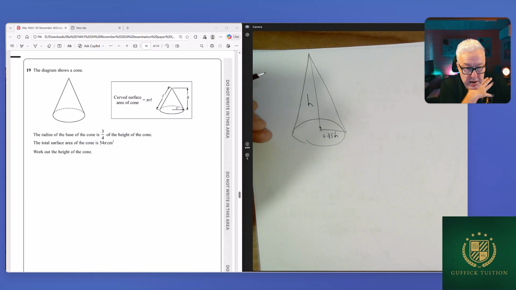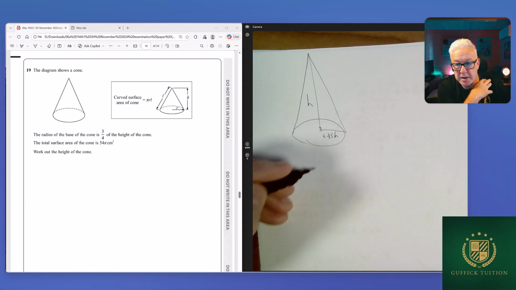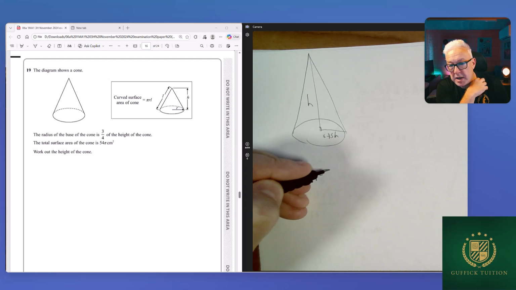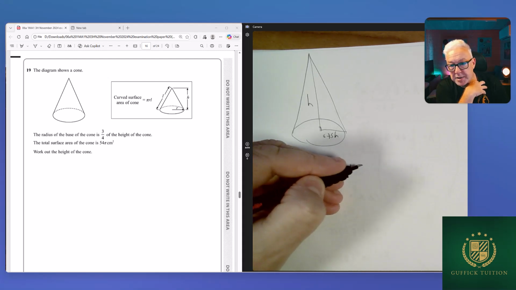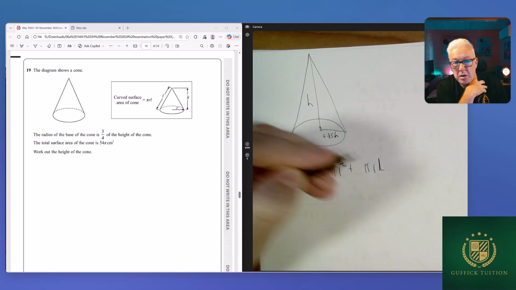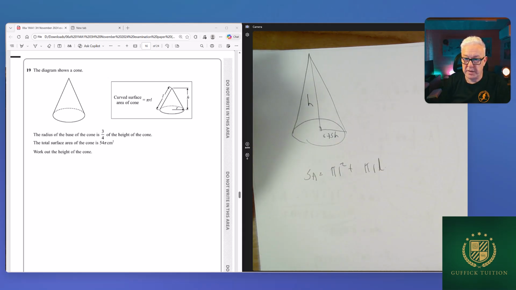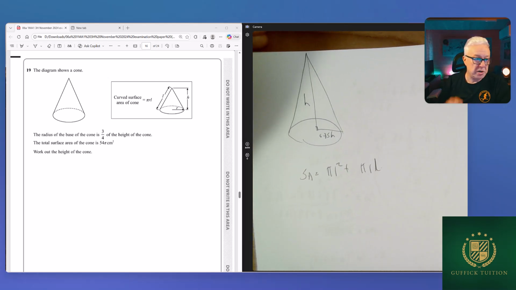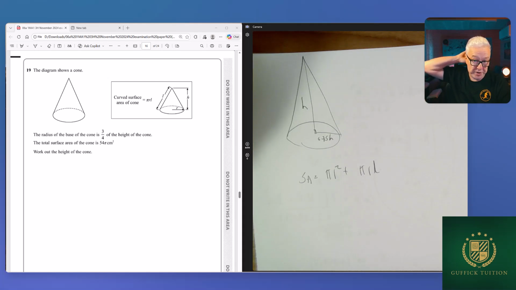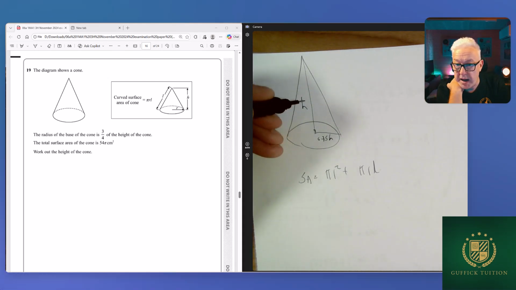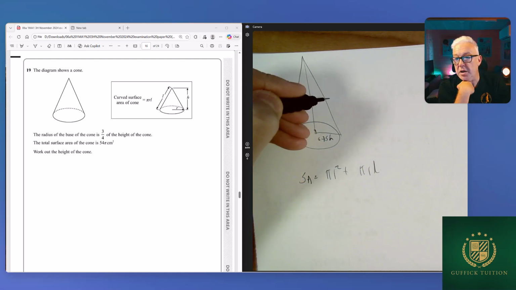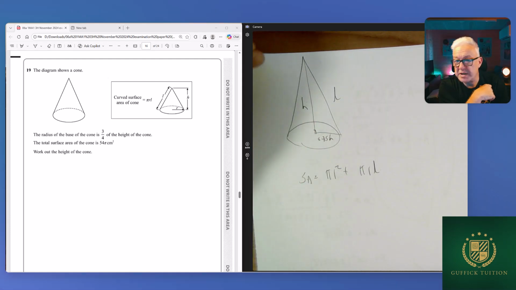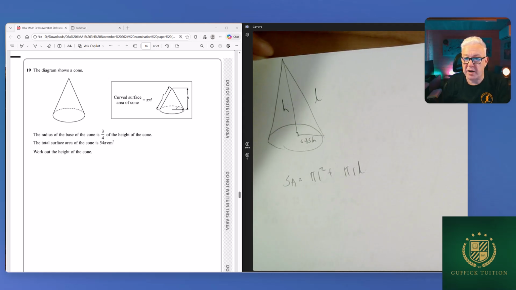Yes. Now, the total surface area of the cone is 54 pi centimeters squared. So the surface area is going to equal pi r squared, which is the base, plus pi r l, which is the curved surface area. Okay. We know an expression for h, we know an expression for the radius, but we definitely need an expression for the slant height. And we're going to use Pythagoras for that.